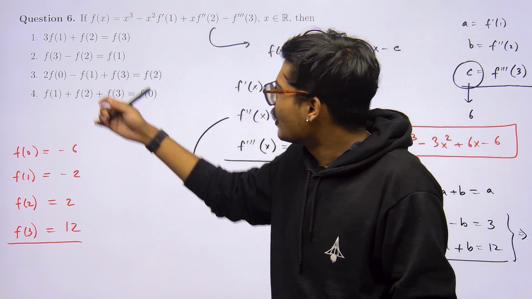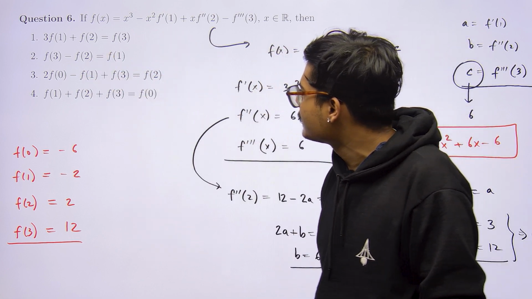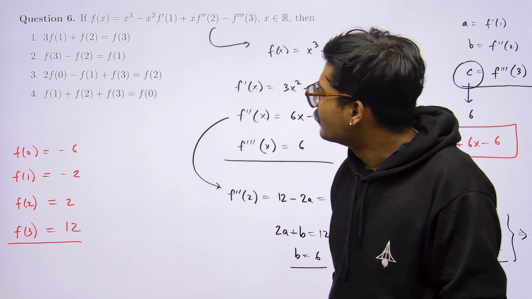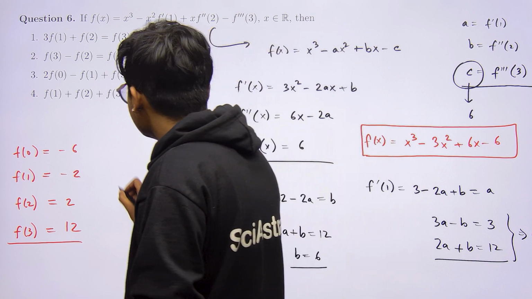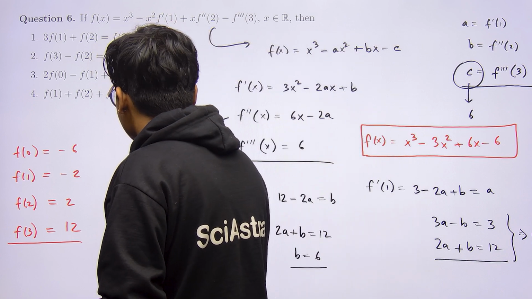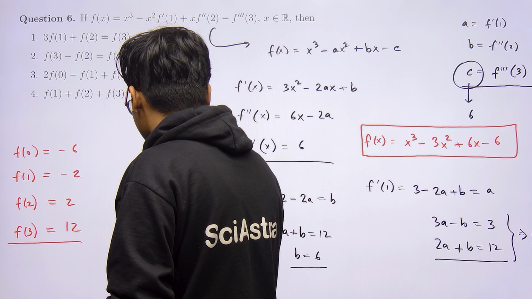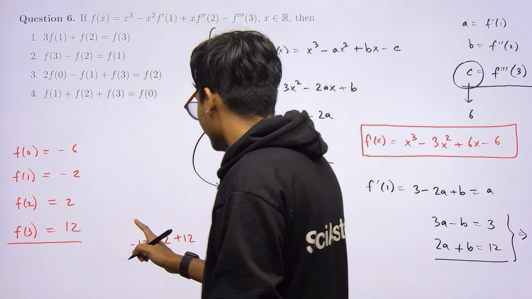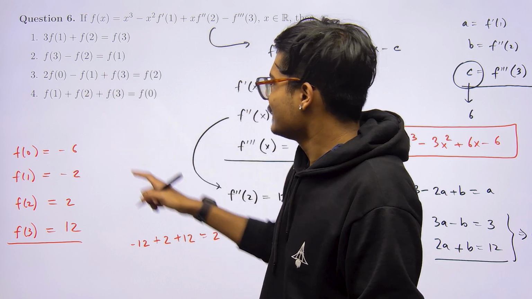If you look at option 2, f3 minus f2 is 10, which is not equal to f of 1. Coming to the third option, 2f0, which is minus 12. So let's check the third one. Minus 12 minus, so plus 2 plus 12 is equal to f of 2, which is 2, right? So option C is indeed correct, right?